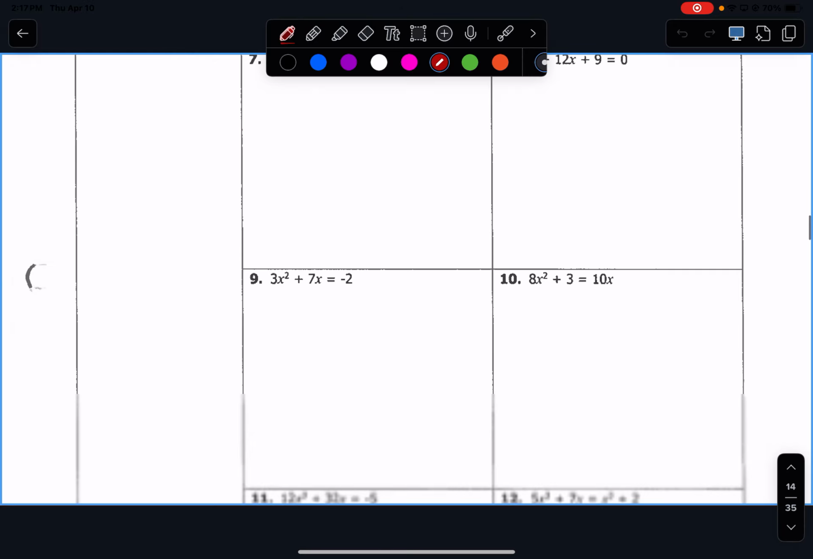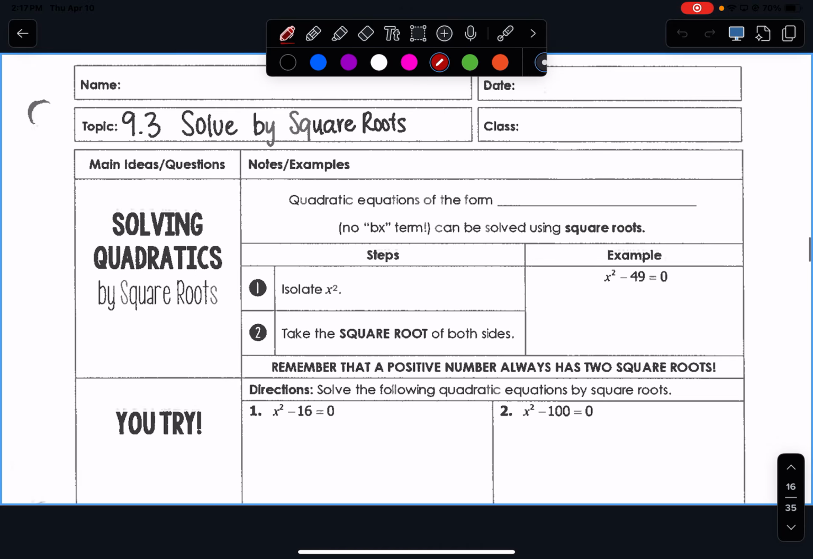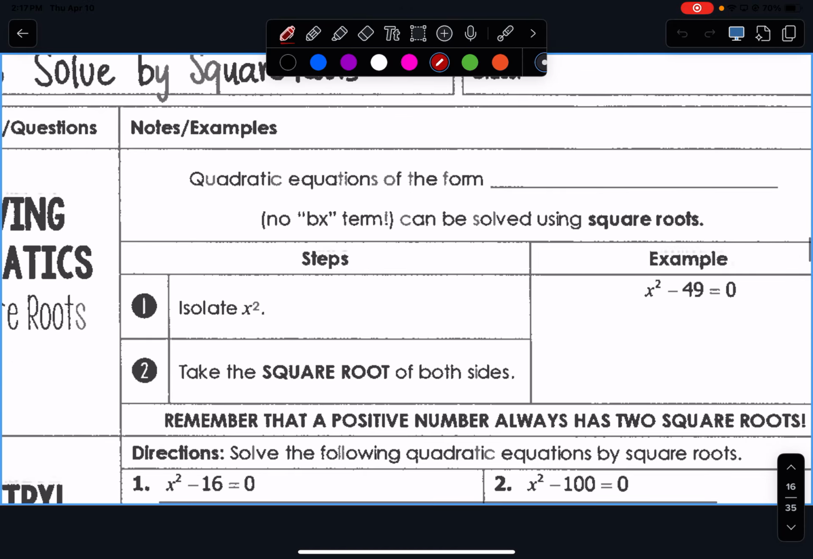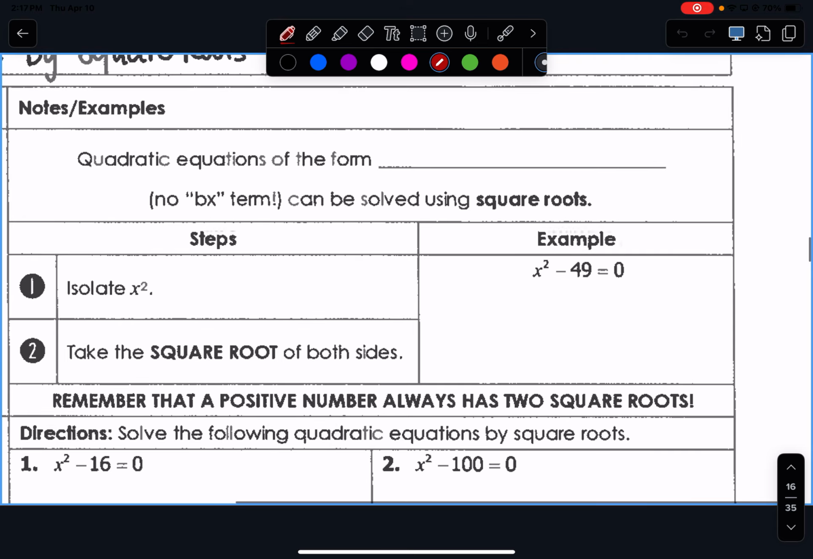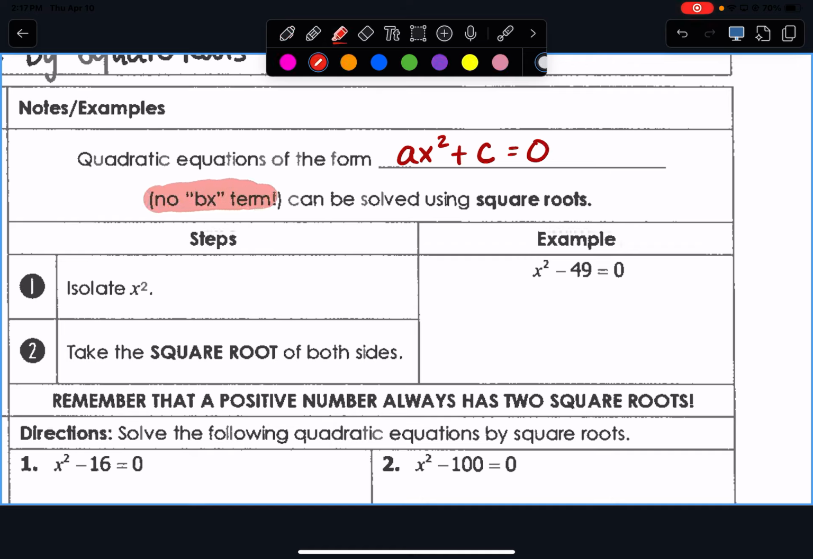quadratic equations by square roots, okay? So they have to be in the form of ax squared plus c equals 0. They can have no bx term, okay? They should have no term with just a plain old x in it. It'll have an x squared and a constant. And then we're going to actually look at an example of how to do this.